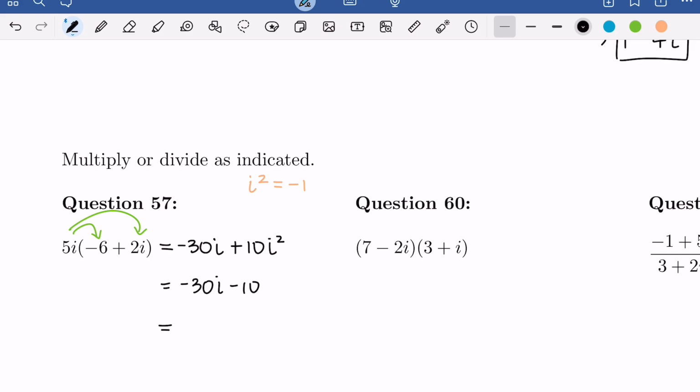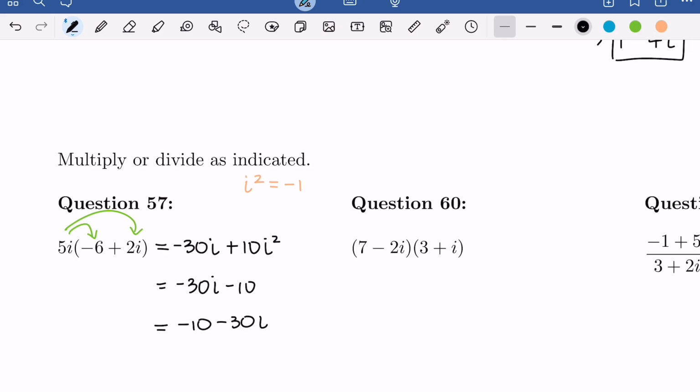And then just writing this in the standard form of a complex number, we would have our real part and then our imaginary part. So this is our final answer for this guy.